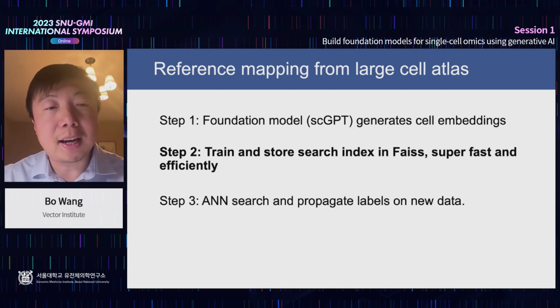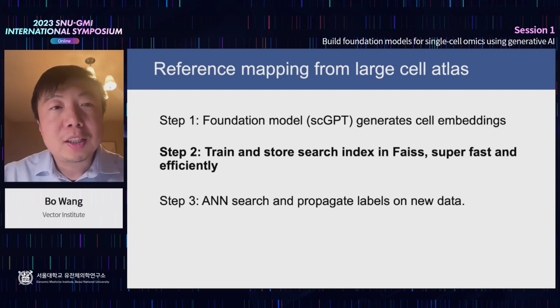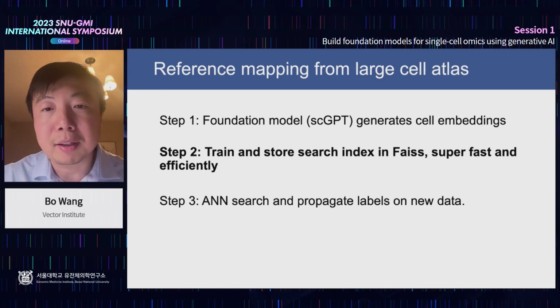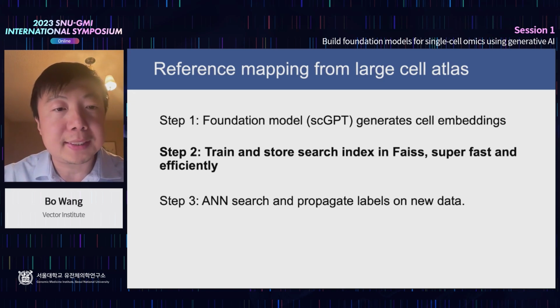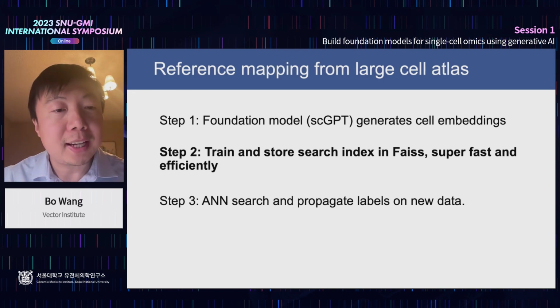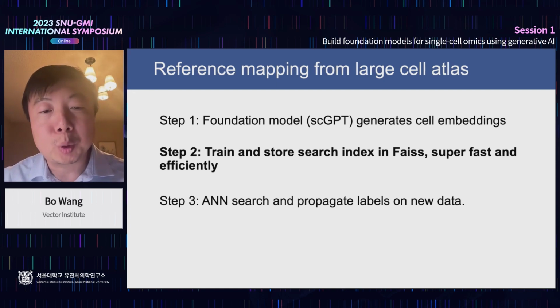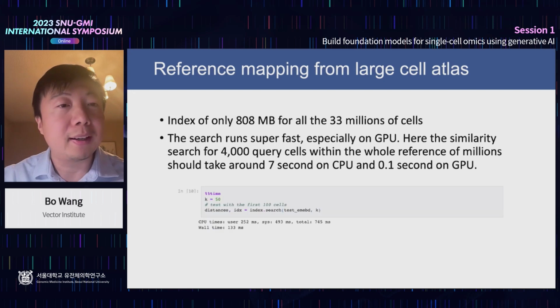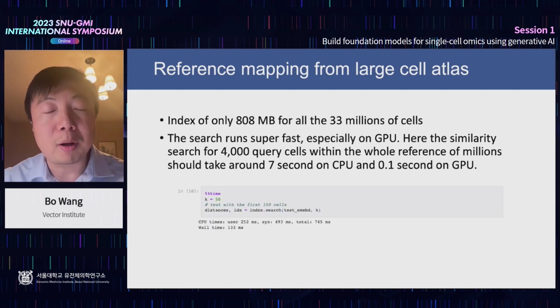This slide says we work with CELLxGENE to provide this functionality of zero-shot reference mapping from a large cell atlas. The steps to generate this reference mapping are quite simple. First, we generate zero-shot cell embeddings through foundation models such as scGPT, and then we train and store a search index from these embeddings, and then when new cells come in, we simply run retrieval and propagate labels on the new data. And this functionality is now provided through Human Cell Atlas, and the storage cost is extremely small, less than 1 gigabyte, and the query speed is extremely fast.